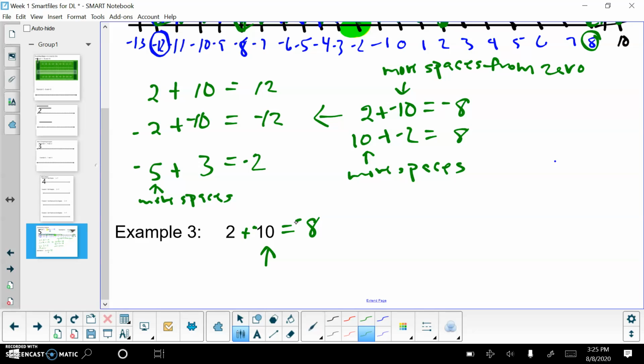So really, when you've got one positive and one negative, what you're doing is subtracting, but the sign of your answer matches whichever number in the problem is more spaces away from 0.